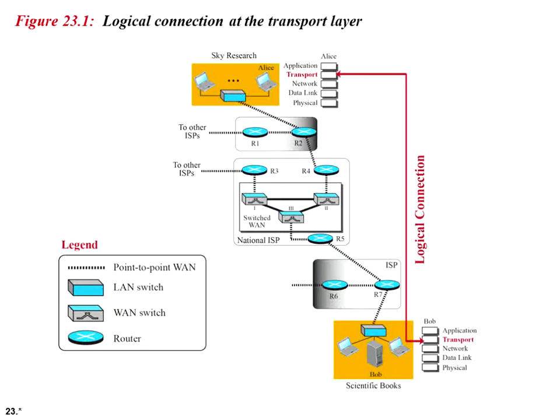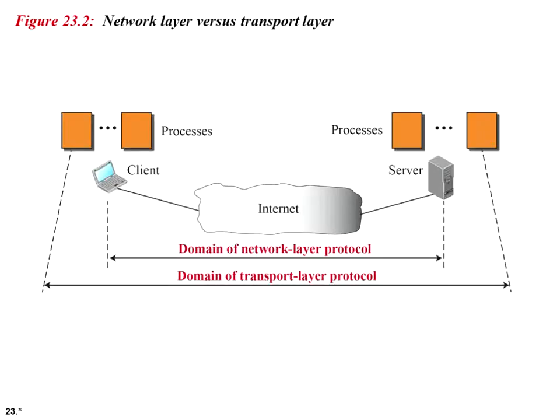So the responsibility of the transport layer is to receive the services from the network layer and to provide services to the application layer, because it is located between the network layer and the application layer. Now see this figure. This figure shows you network layer versus transport layer.